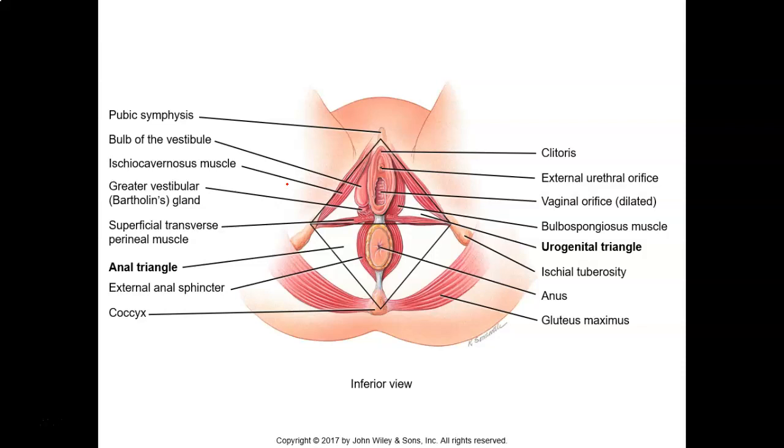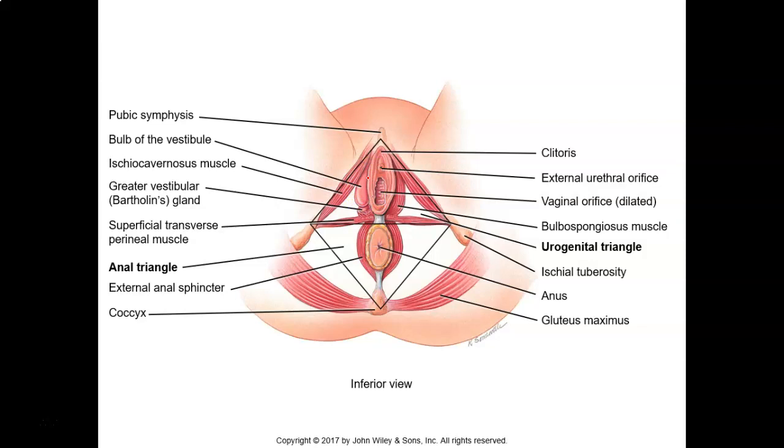All right. So a couple other things that we see. Pubic symphysis. This is a part of the skeletal system. Clitoris we just looked at. External urethral orifice, again, that was part of the urinary system. Bulb of the vestibule, to the sides of the vaginal orifice. Think of this as being like the corpora cavernosa or corpus spongiosum of the male.